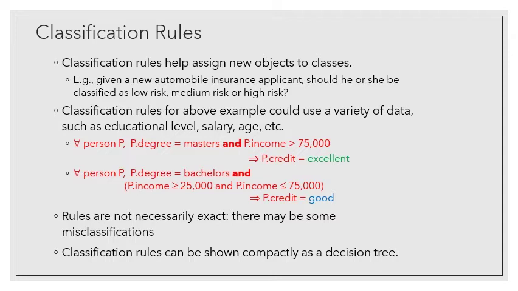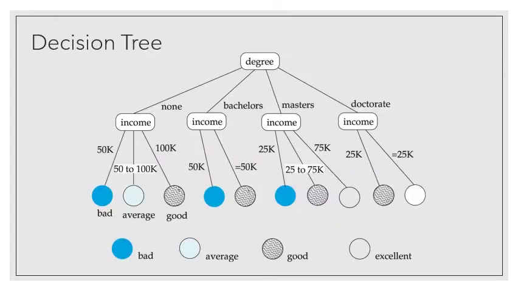Rules are not necessarily exact. There may be some misclassifications, and classification rules can be shown compactly as a decision tree, like the one we are going to see in the next slide. So let's see the decision tree classifier. Here we can see the tree with the degree as root, and we have income nodes and some branches which show bad, good, and average. Let's see what it is.